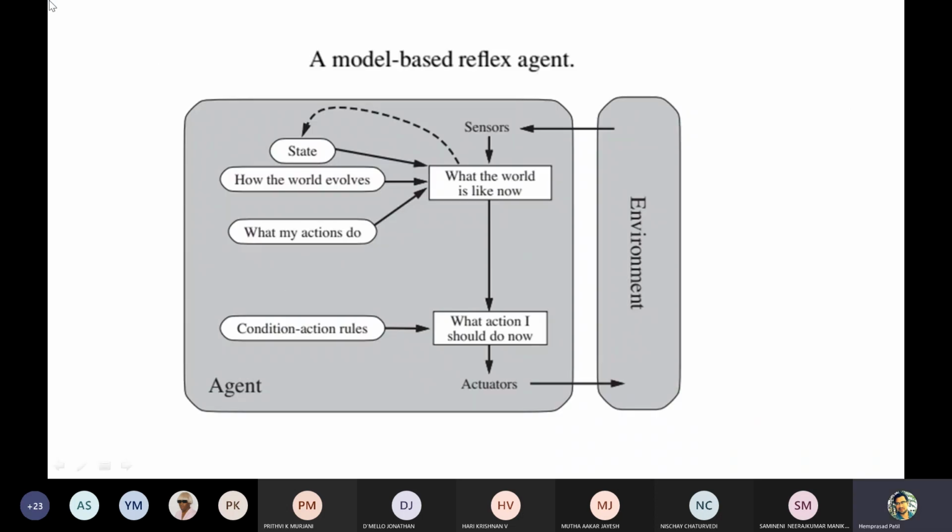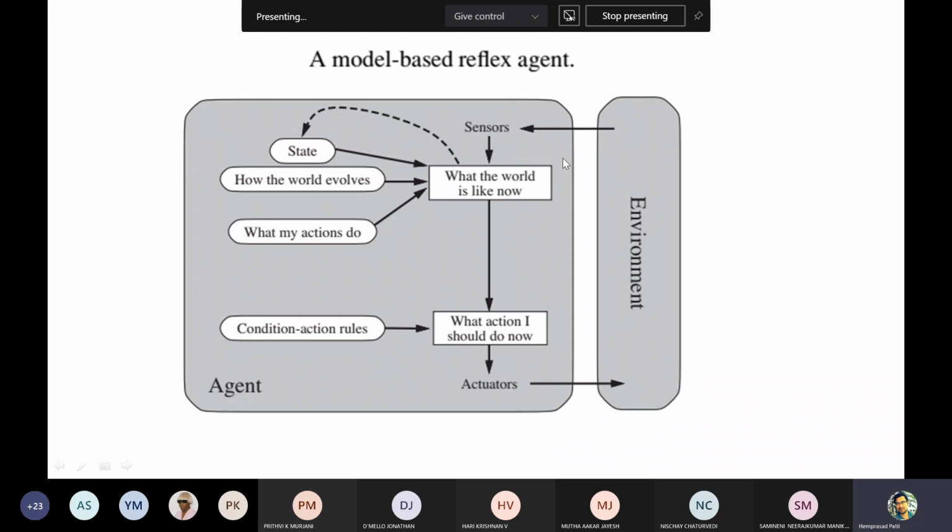So here is the block diagram of the model-based reflex agent. Here the input will come through the sensors, and the question is what the world is like now. So it is the current input. Then the earlier state, how the world evolves, this information is stored. What my actions do, so this history is stored. Then, in addition to this, condition-action rules are there. So using all these things, the model-based reflex agent will work, and this action will be taken.